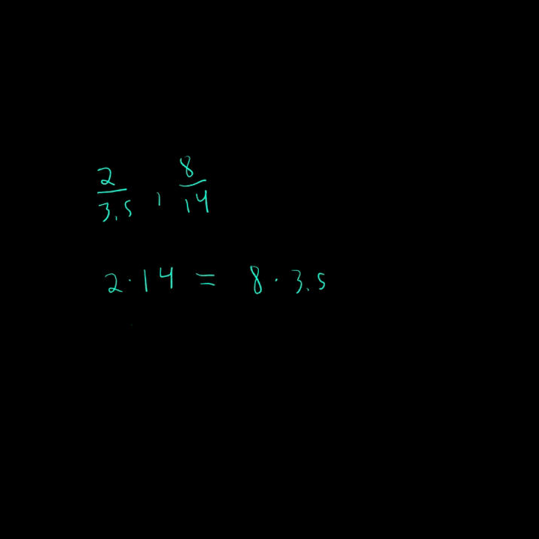2 times 14 equals 28. 8 times 3.5, that would be 24, 5, 6, 7, 8. So that would be 28. So we are good here. This is verified. This would be a proportion, or I guess 2 over 3.5 equals 8 over 14. This is a proportion, and since this is a proportion, these are equivalent ratios. Good. So let's try another example.